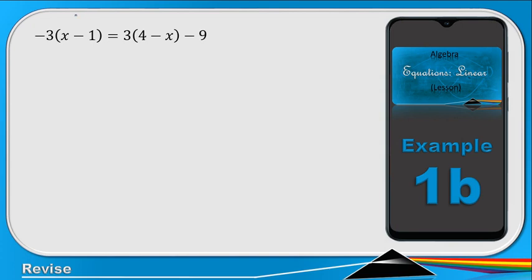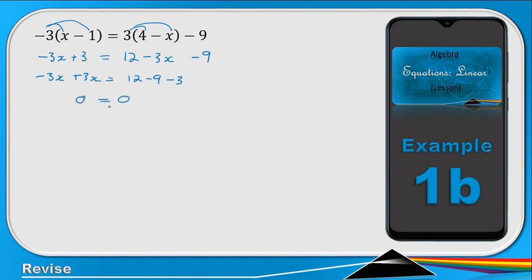Okay, so let's follow the same steps with this example. We start off by getting rid of our brackets by multiplying in the value in front of the bracket. So here we have negative 3x plus 3 equals to 12 minus 3x minus 9. And taking all our x's to the one side, we have minus 3x plus 3x equals to 12 minus 9 minus 3. In this case, if I add my like terms, I have 0 equal to 0.